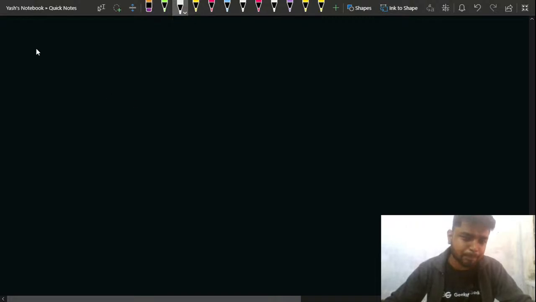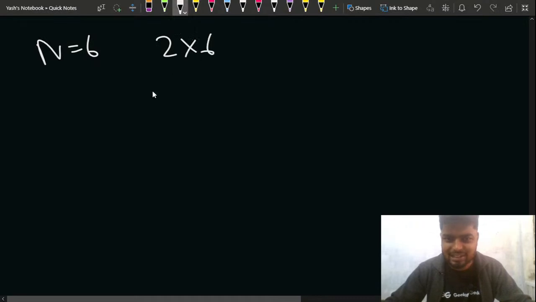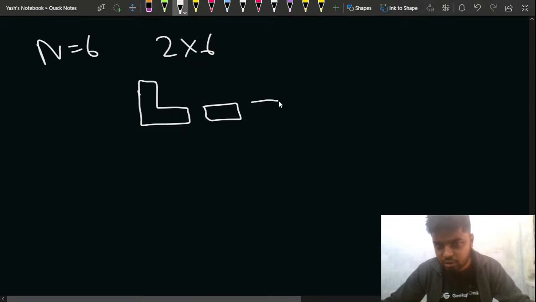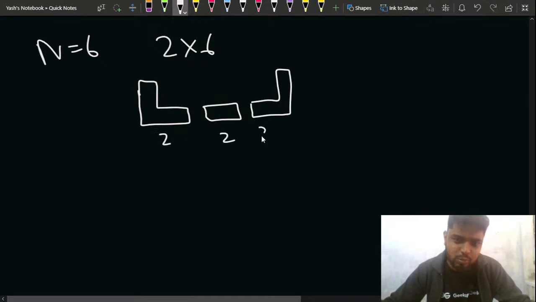If my n is 6, I will have a board of 2 cross 6 size, so the base will be 6. In that case, what I can do is make it like this. Let's say I use a domino, and again I use a tromino. So this length is 2, this length is 2, this length is 2, so the complete base is 6.